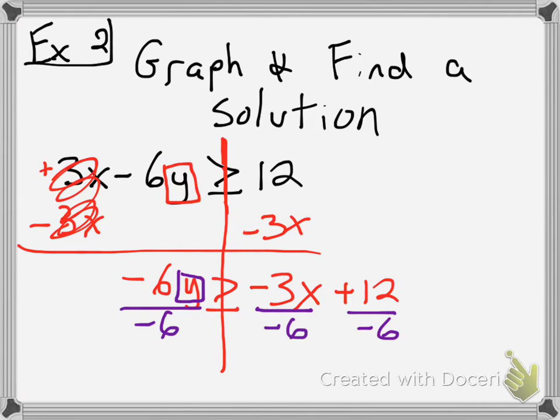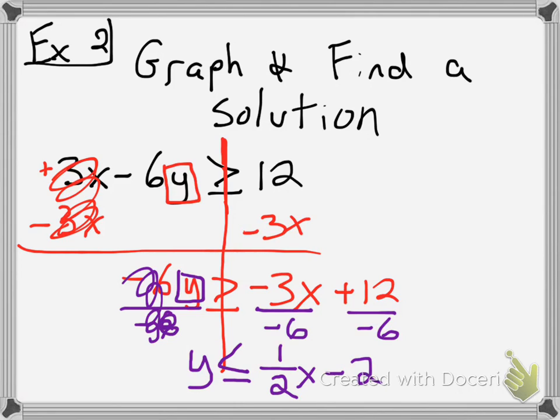Now, when we divide by a negative, here comes that rule. What do we do with the sign? We have to flip it. Negative 3 over negative 6 is positive 1/2. Positive 12 divided by negative 6 is negative 2. Now I'm going to write to the side here in green. Slope, it's 1/2. Rise, run. My intercept is negative 2.